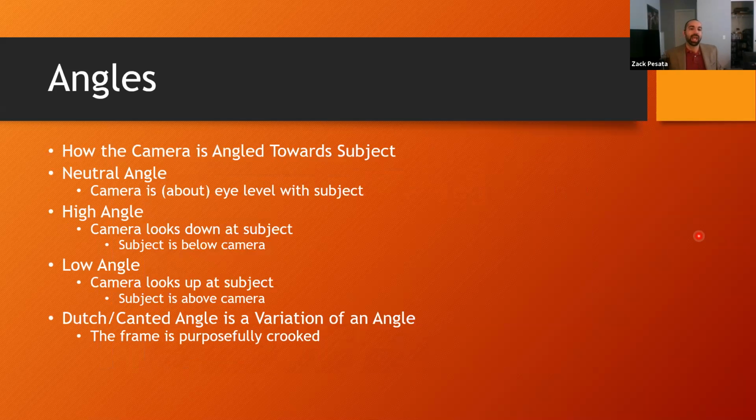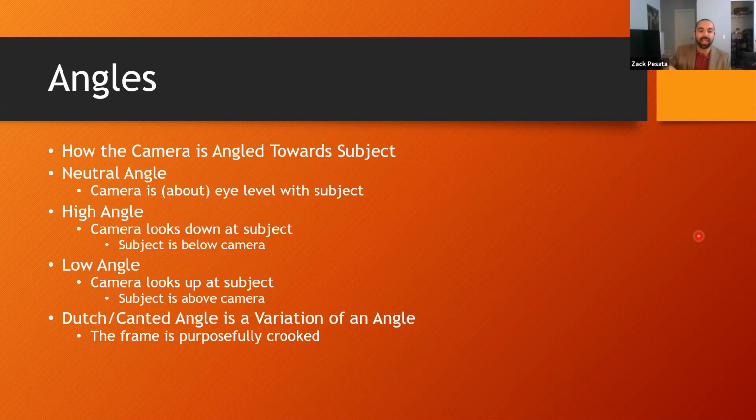Angles are how the camera is angled towards the subject. Another way of saying an angle is people often say it's the height of the camera, which is true, but don't get that confused, because you can have a camera that's quite low to the ground and it's still a neutral angle. So the way I define it is how the camera is angled towards the subject. So you have a neutral angle. This is where the camera is about eye level with the subject. High angle is when the camera looks down at the subject. The subject is below the camera.